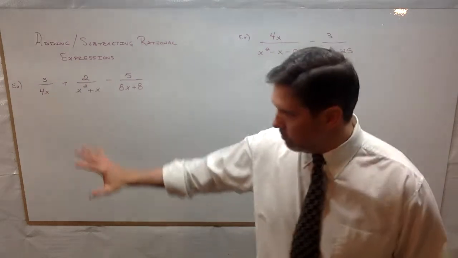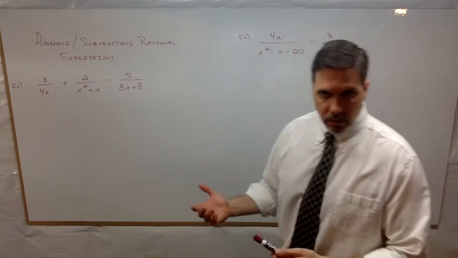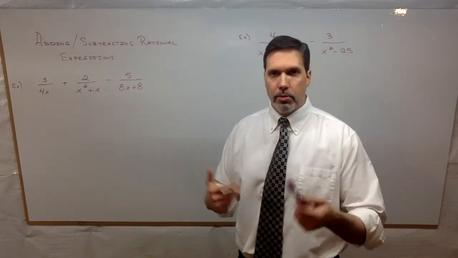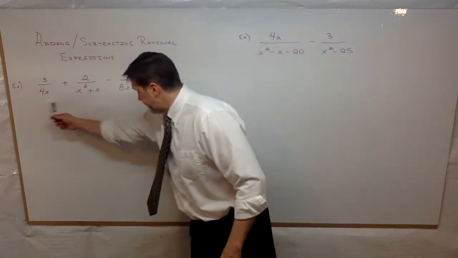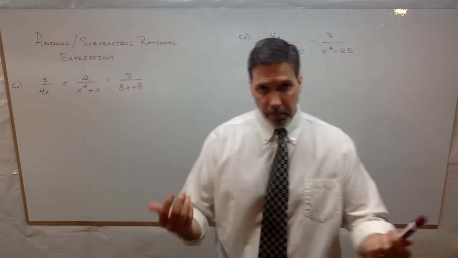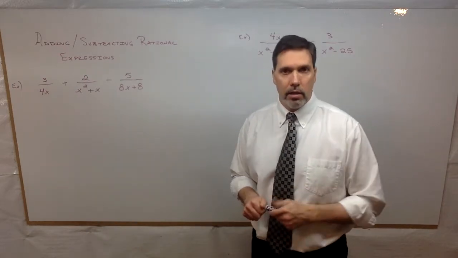Let's try a couple more advanced problems. But again, just keep in mind the idea still holds: the steps we have to take. All right, so we're trying to add a bunch of rational expressions together. Well, it would be nice if they had all the same denominator. Unfortunately, they do not, so we're going to have to get a common denominator.